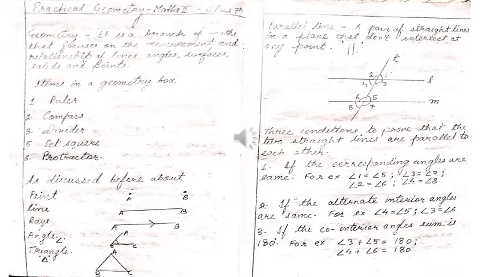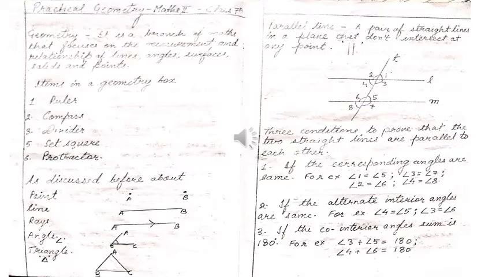Now about the triangle. A triangle is basically a 2D shape, and it has three edges and three vertices. There are six elements of a triangle, and the total sum of the angles of a triangle is 180. Clear?